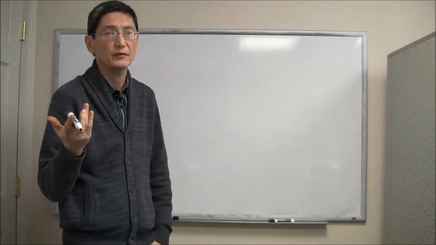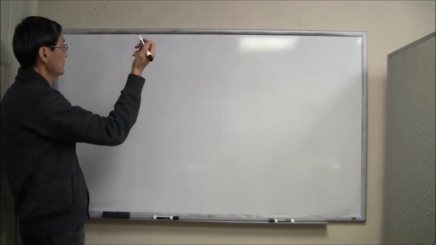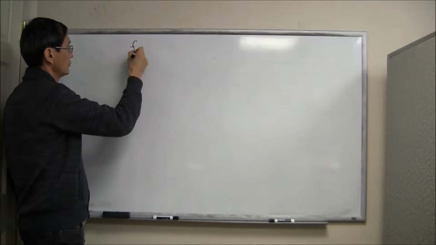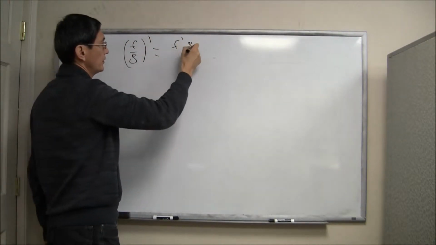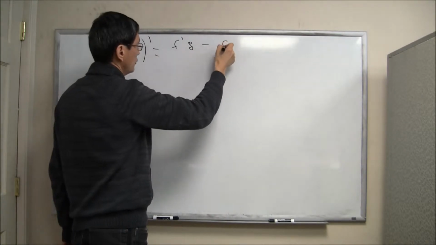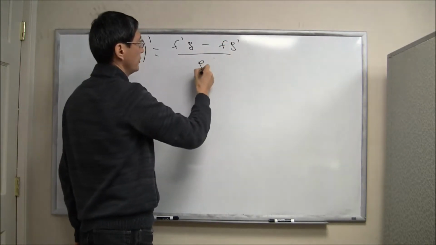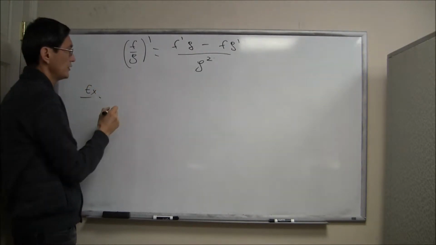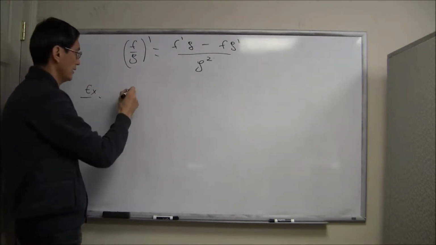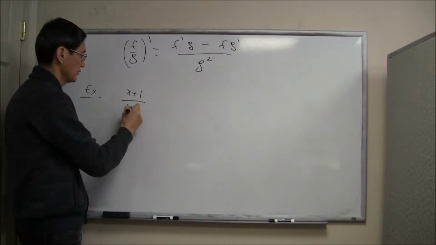Examples on how to use the quotient rule. So firstly, we recall the quotient rule. Derivative of a quotient equals derivative of the numerator times the denominator minus the numerator times the derivative of the denominator, over the denominator squared. Say we want to take the derivative of (x plus 1) over (x plus 2).